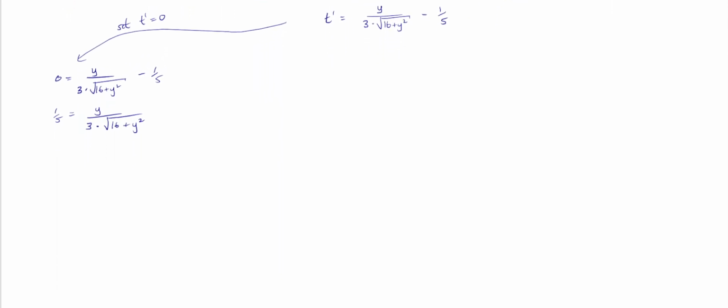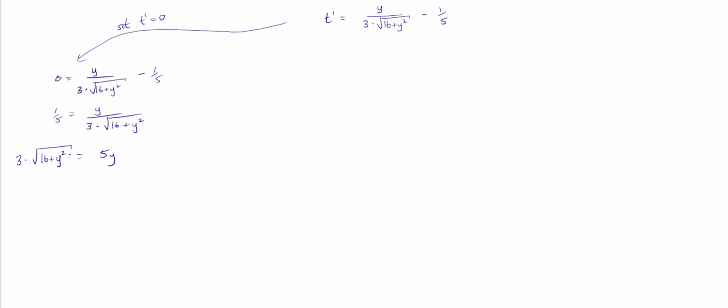Okay. Then what I'm going to do is multiply both sides by 5. And I'll multiply both sides by this denominator. So I'm just going to essentially get rid of my fractions. Multiplying both sides by 5 gives me 5y, and multiplying both sides by this denominator would eliminate the denominator here. And then I have 3 times the square root of 16 plus y squared.